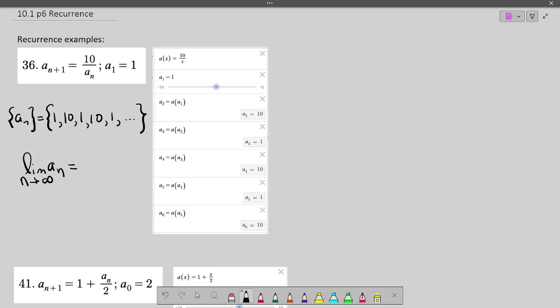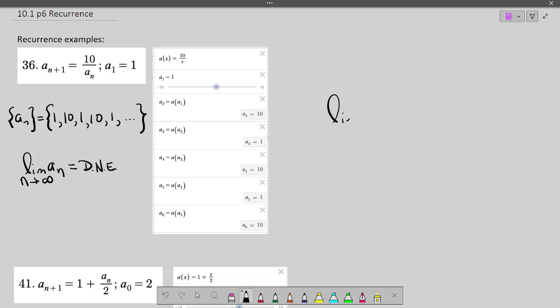Does not exist. And we can't write 1, of course, because the terms aren't getting closer and closer to 1. We can't write 10 because they're not getting closer and closer to 10. And we can't write infinity, so the only thing we would write is DNE. This is the only thing that makes sense to write there.